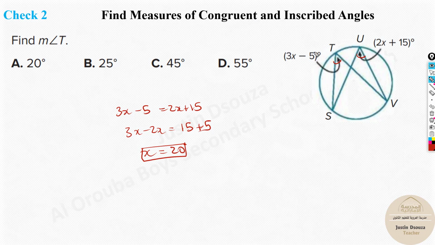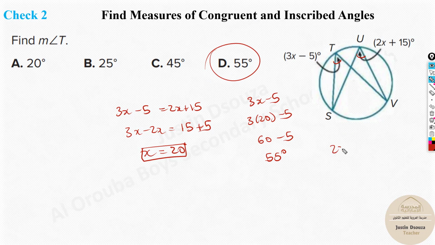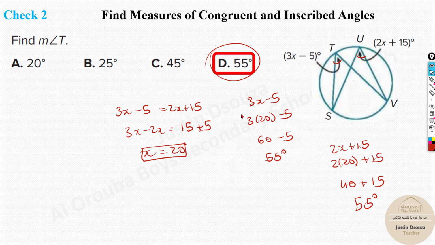T and U are the same. So you can put in any, but let's just put in the T one itself. It's 3x minus 5. X is 20, so 3 times 20 minus 5. It will be 60 minus 5. It's 55 degrees. That is option D. Now let's do it over here too. 2x plus 15, so it will be 2 times 20 plus 15. 2 times 20 is 40 plus 15 is basically 55 degrees. So the answer will be the same because they are equal. So it's 55 degrees here.